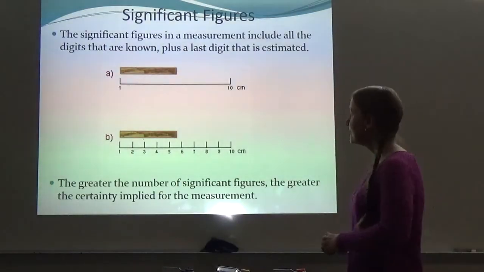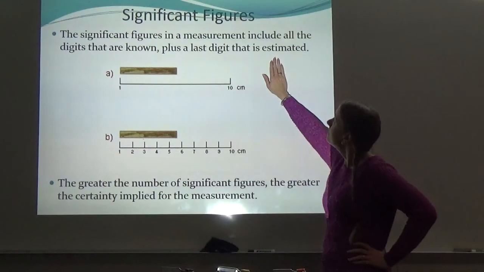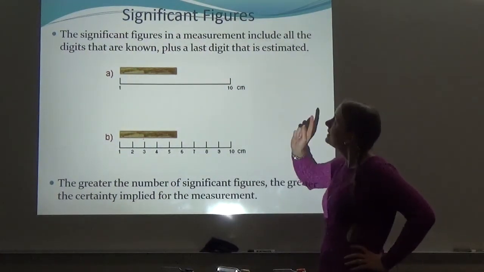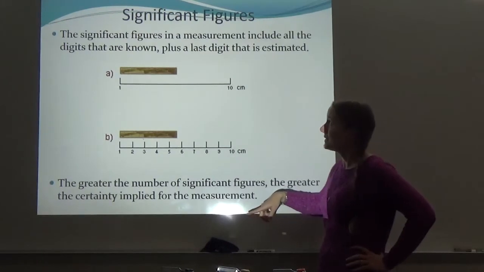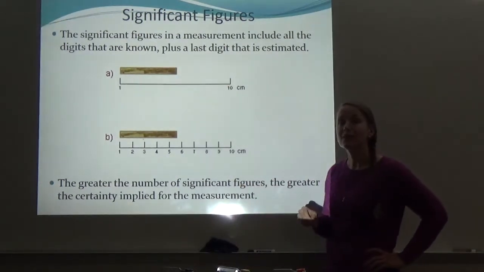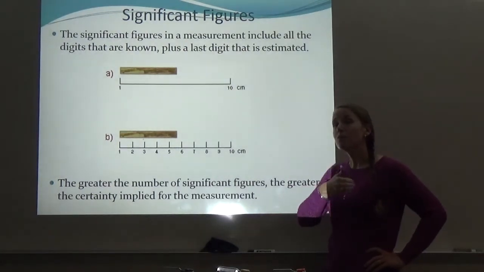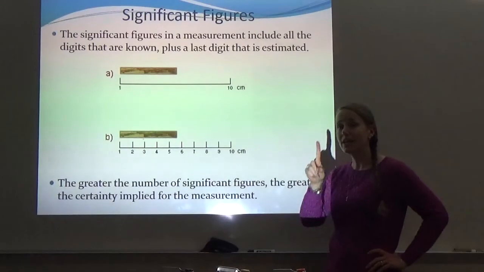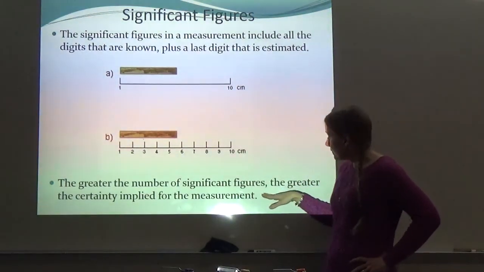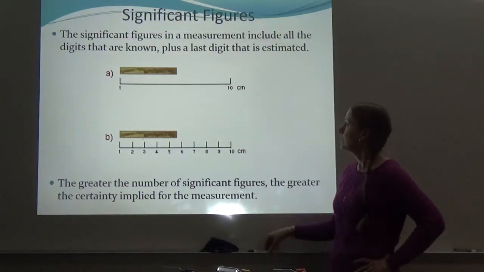All right, so next thing is significant figures. The significant figures in a measurement include all of the digits that are known plus a last digit that is estimated. Because it's plus a last digit, that means you are allowed to estimate one digit. So it's every number you measure and then one estimated value. The greater the number of significant figures, the greater the certainty implied for the measurement.